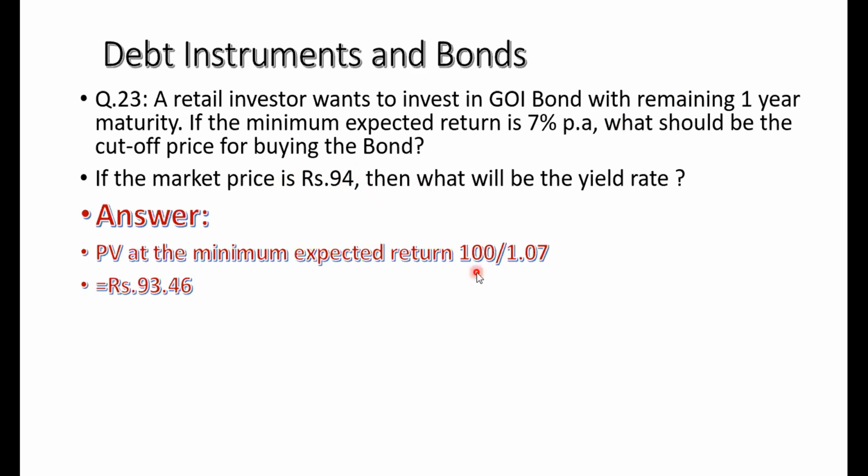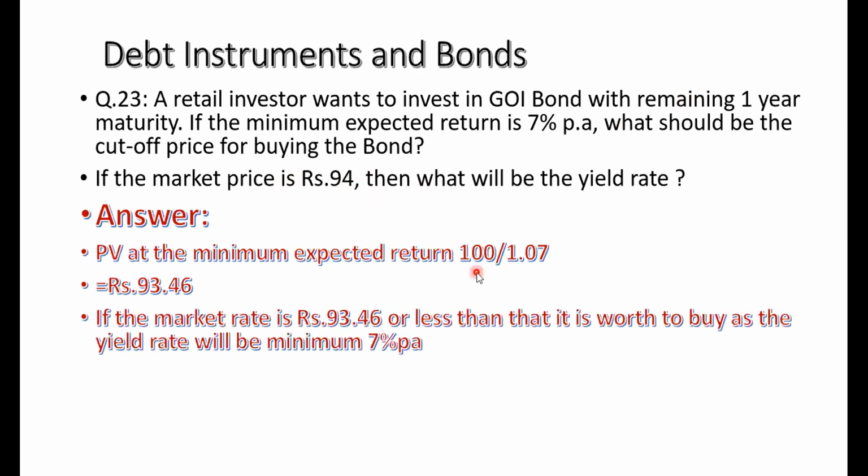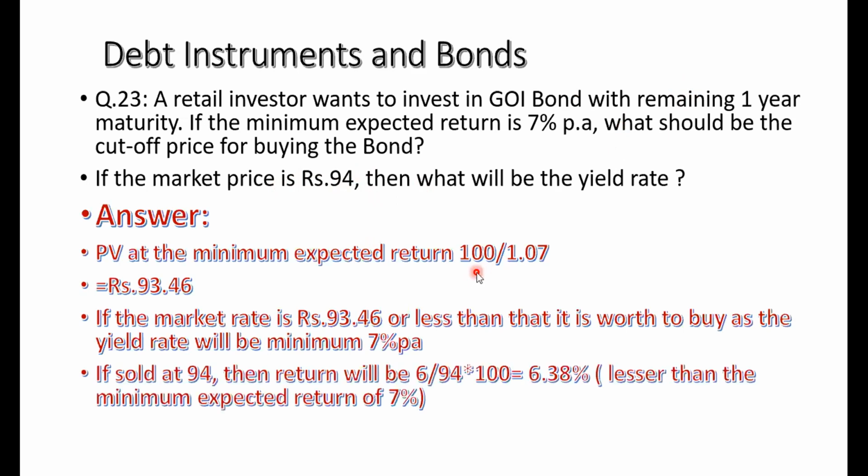6 rupees divided by 94. I think what comes next is I multiply. If sold at 94, okay, so these are the steps up to this. Now the second question is, if the market price is 94, then the return will be 6 divided by 94. Just press the percentage button, and 6.38 is the yield rate.